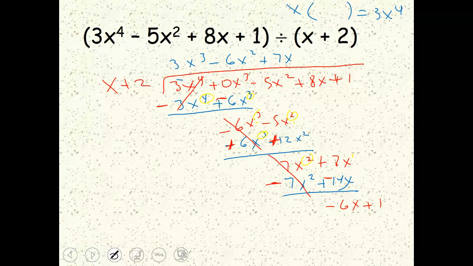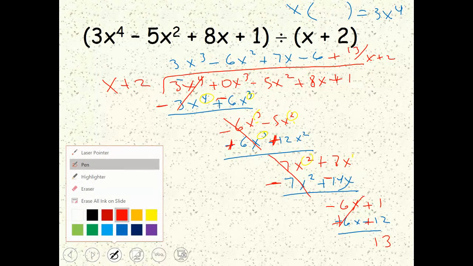All right, last step. X goes into negative 6x minus 6 times. Negative 6x minus 12, since I did negative 6 times 2. Change my signs. That's the step that people will forget because that's the kind of weird step. The x's are gone and we're left with 13. 13 is a remainder over x plus 2. So that's my final answer up on the top there. 3x to the third minus 6x squared plus 7x minus 6 plus 13 over x plus 2. That's our final answer for this division problem.